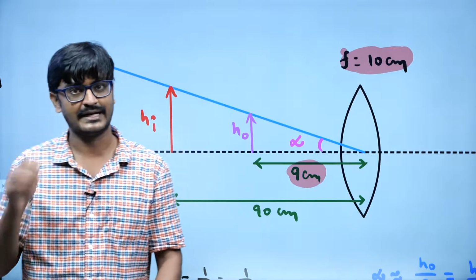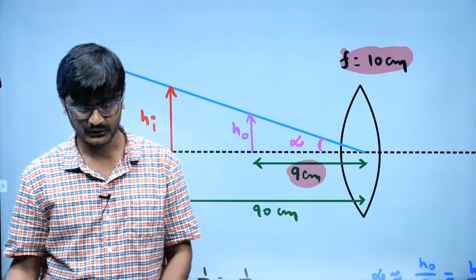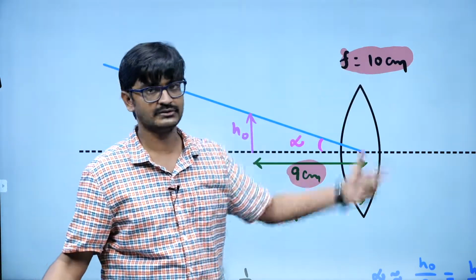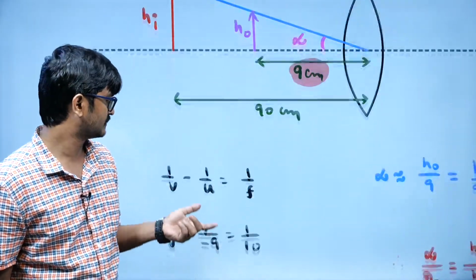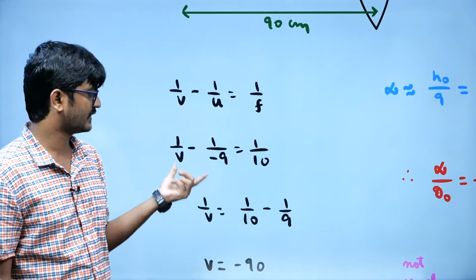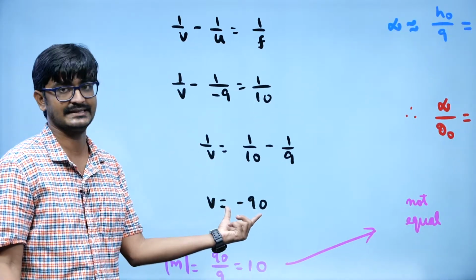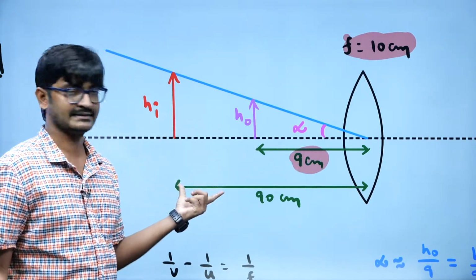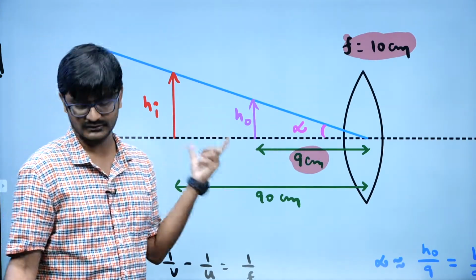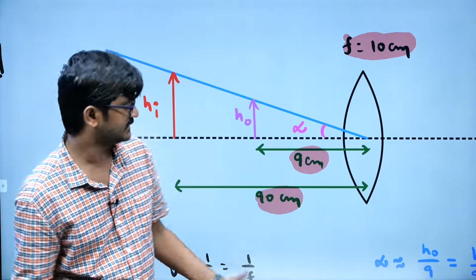So they are asking what is the magnification produced. You know the object distance, you know the focal length. So you can use the lens formula and find the image distance. 1 by v minus 1 by u equal to 1 by f, and you can find the image distance, which is minus 90. The meaning of minus 90 is it is going to be on the same side at 90 centimeter, right? So it is obviously a virtual image. So the image is going to form at a distance 90 centimeter.